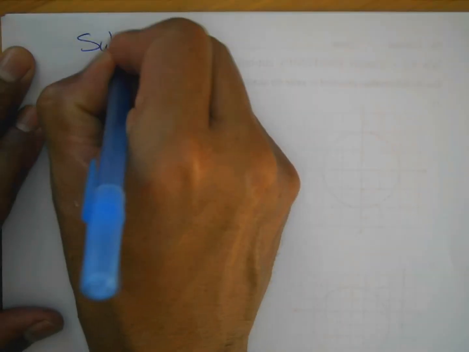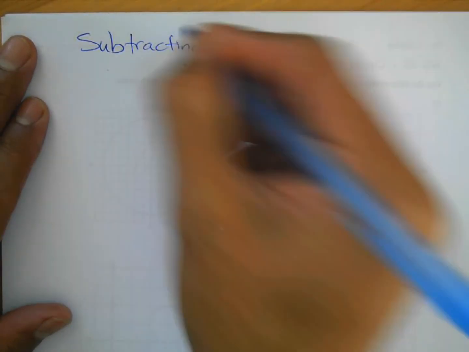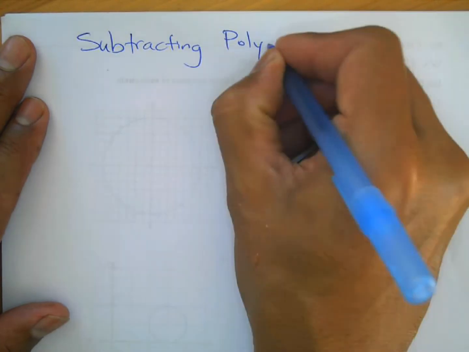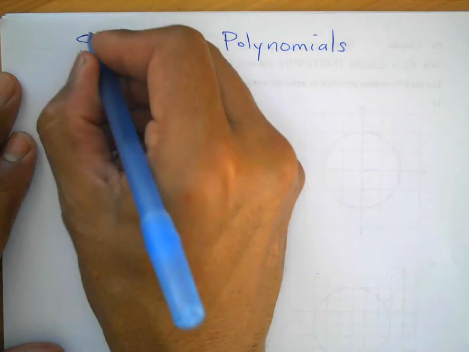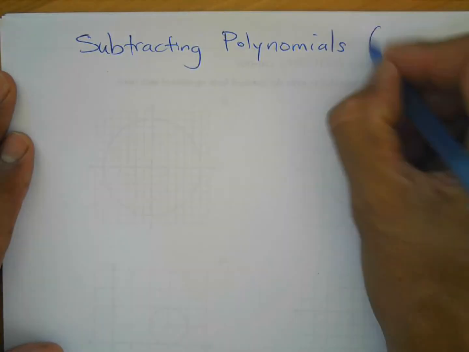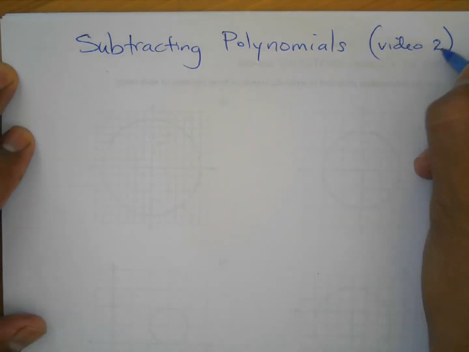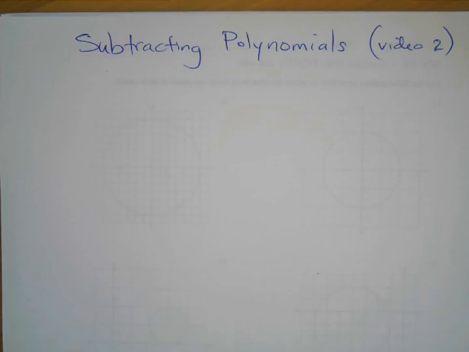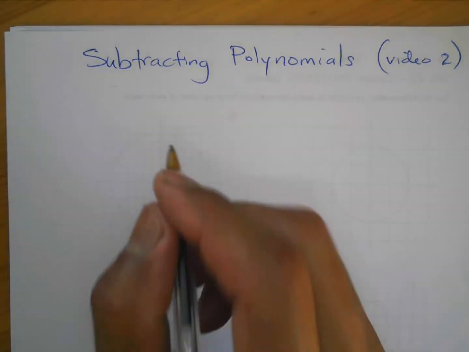Okay, subtracting polynomials. This is the second video. That first video was pretty short, right? Subtracting polynomials. You can continue the notes in the same paper, right? This is the second video. Video 2. Okay, so in video 1, you know what that negative does in front of the parentheses. So now we're actually going to work out some problems.